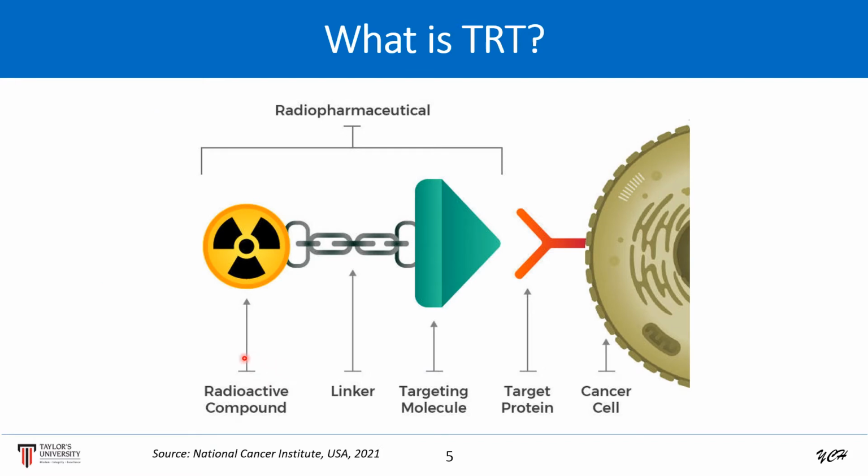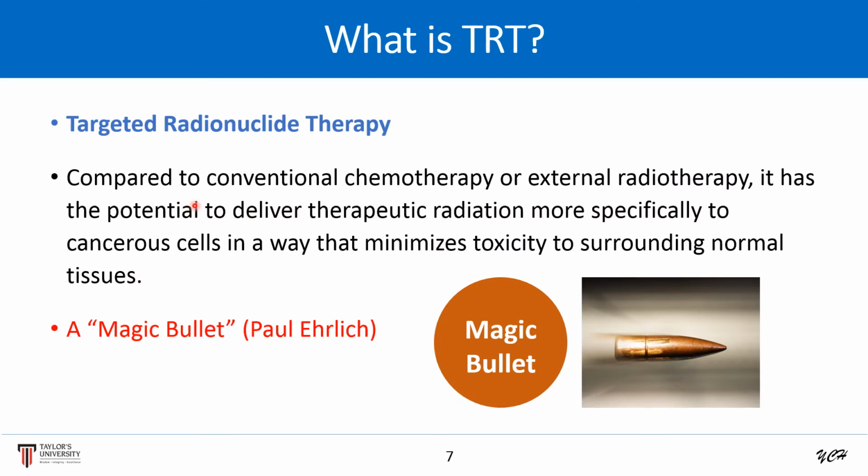So in simple words, the radioactive compound is linked to a targeting molecule, which will then bind to target proteins expressed by specific cancer cells. So using this method, the radioactive compound will target only the specific cancer cells without damaging the surrounding healthy cells. Compared to conventional chemotherapy or external beam radiotherapy, targeted radionuclide therapy has the potential to deliver therapeutic radiation more specifically to the cancerous cells in a way that minimizes toxicity to surrounding normal tissues. And we quote the words by Paul Ehrlich, a magic bullet.